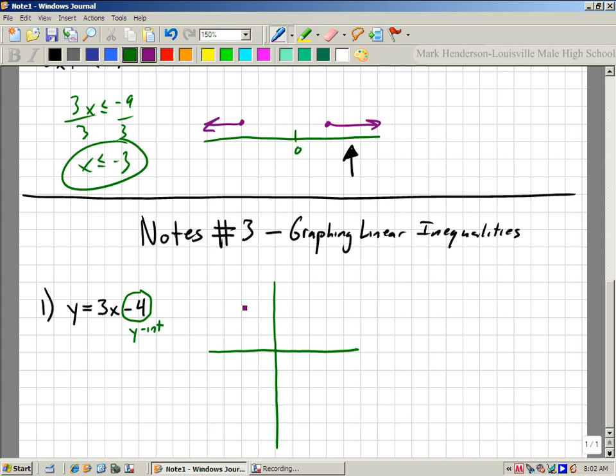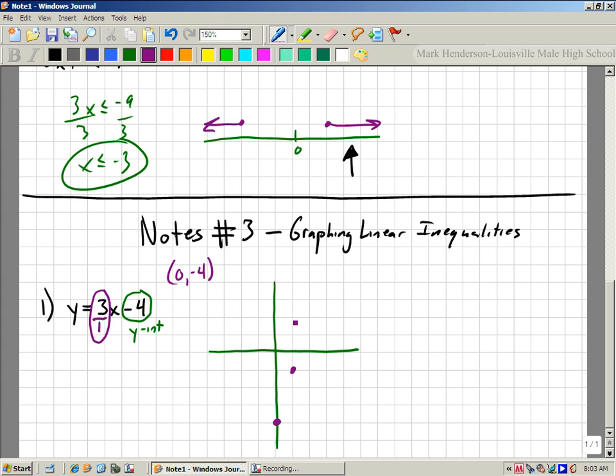We know that we can go down 1, 2, 3, 4, and we have the point 0, negative 4. That's the first point of our line. Does everybody agree with that? If you're at any point on a line, you can use the slope to find the next one. And the slope here happens to be 3 over 1. So you go up 3. Do you go to the left or to the right one? To the right one.